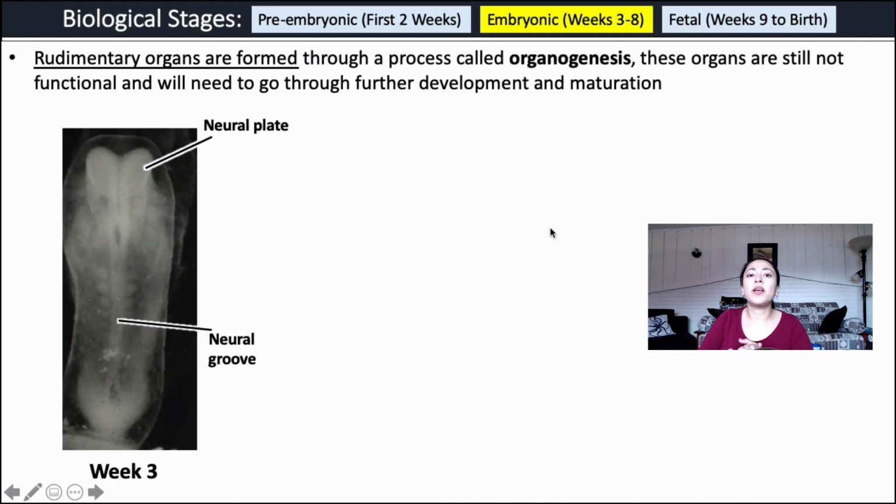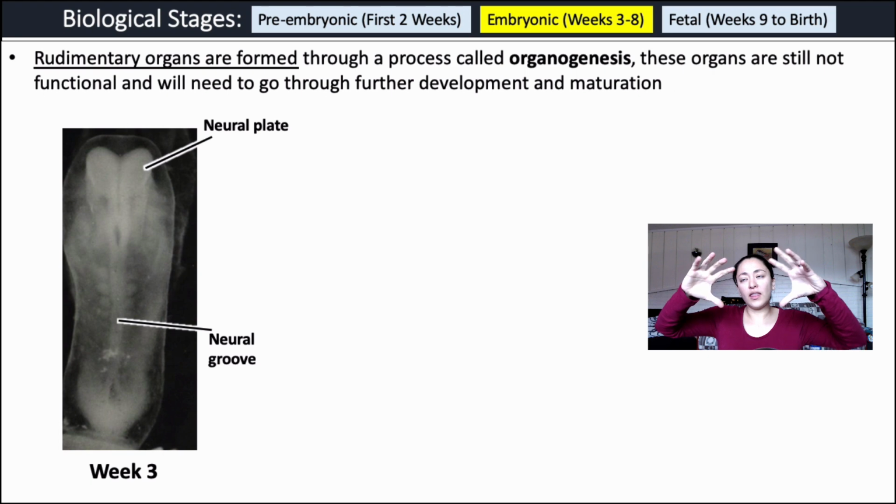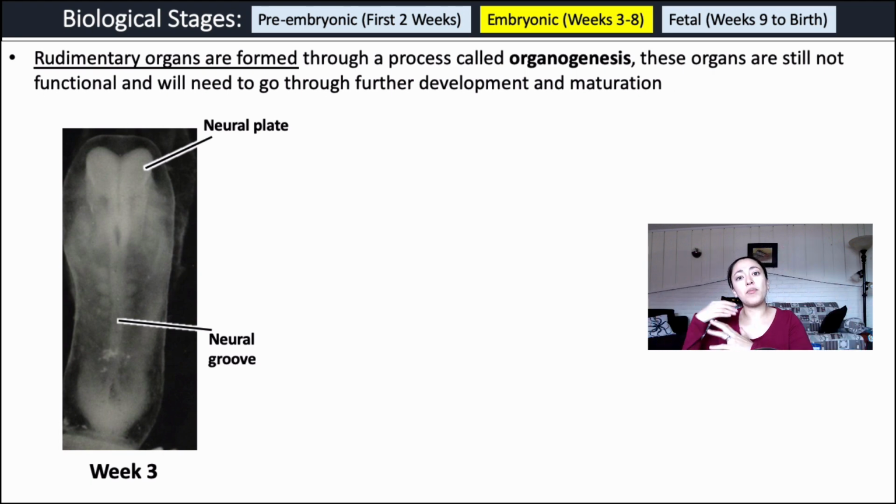So after the germ layers have formed and the embryo has started to fold in on itself, then we have a process called organogenesis, which is when the rudimentary organs are formed within the embryo. Now remember, these organs are still not functional. They still have to go through a lot more development and maturation before the embryo could survive outside of the mother's body. But here are some images just to kind of show you what's happening here.